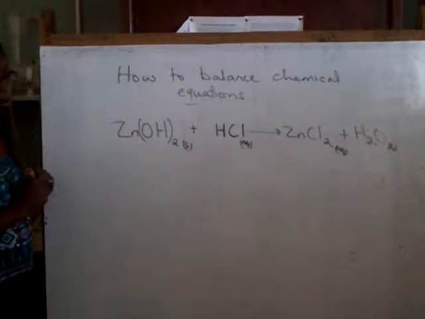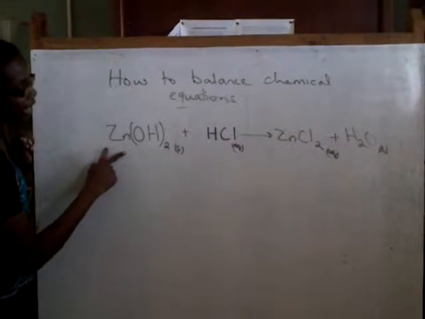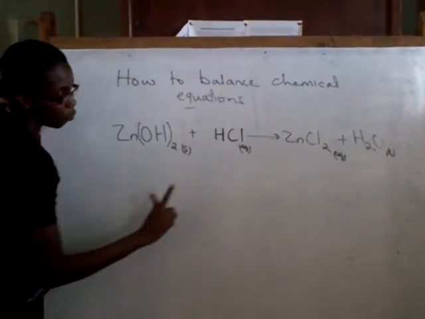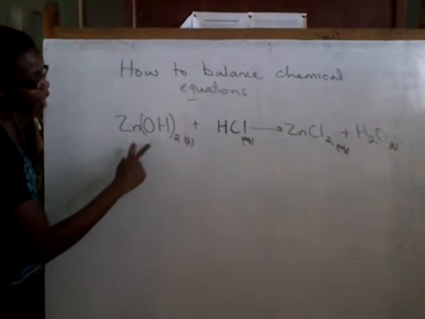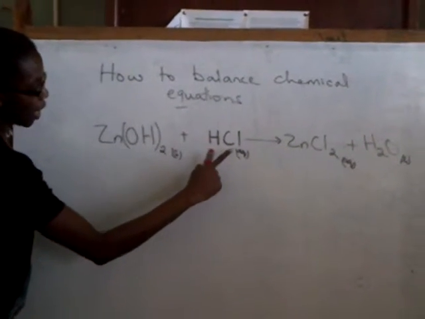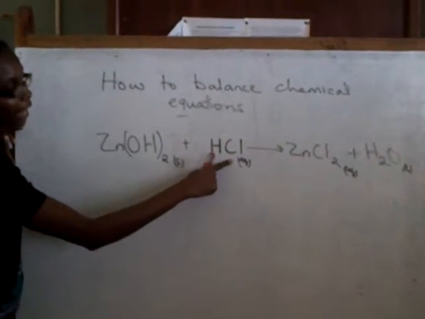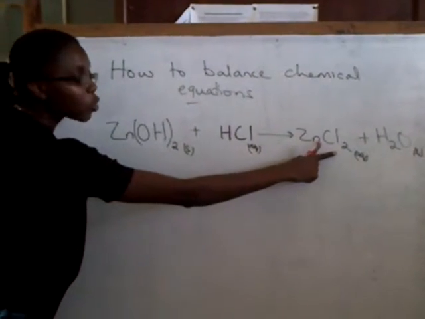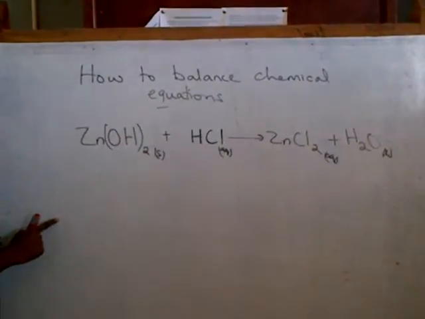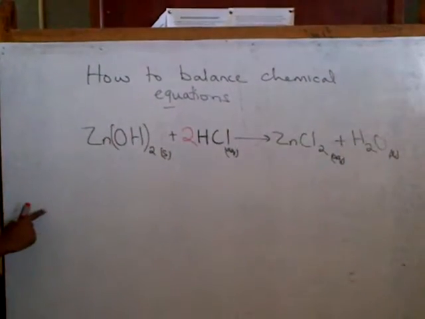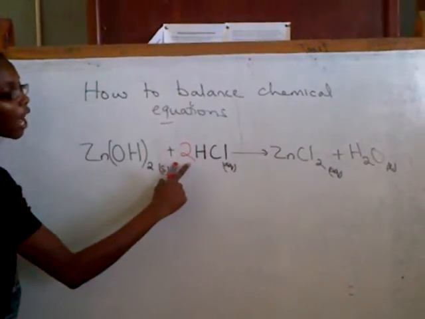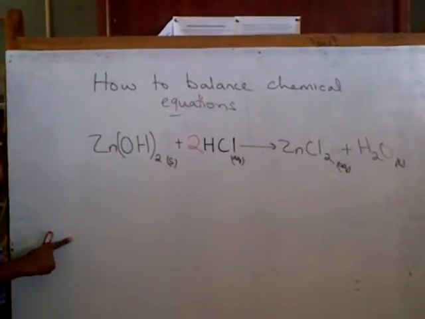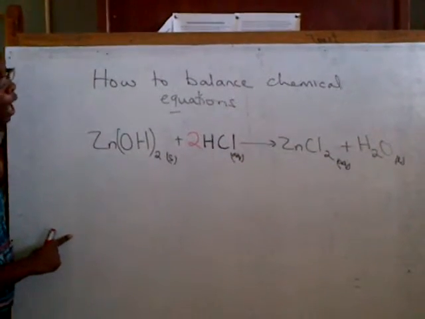Now we're going to balance this equation that we have on the board. On the reactant side, we have one zinc element. On the product side, we have one, so the element zinc is balanced. When we look at our hydrochloric acid, we realize that we have one chlorine atom here and two chlorine atoms over there. So to balance our chlorine atoms, we're going to put a 2 here, right? Once you put the 2 here, you now have 2 chlorine atoms on your reactant side, 2 chlorine atoms on your product side. So therefore your chlorine atoms are balanced.